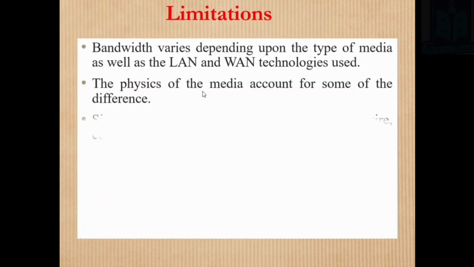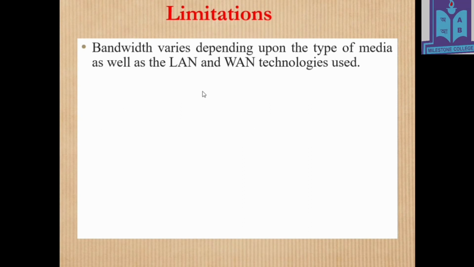So now I will discuss some limitations of bandwidth. Number 1, bandwidth varies depending upon the type of media as well as the LAN and WAN technologies used. We know in our home we use Wi-Fi to use and share our data, and we use LAN to connect our Wi-Fi through a local area network or local ISP, we can say. So here we find many speed or bandwidth variations depending upon the type of media we use, basically LAN or WAN.